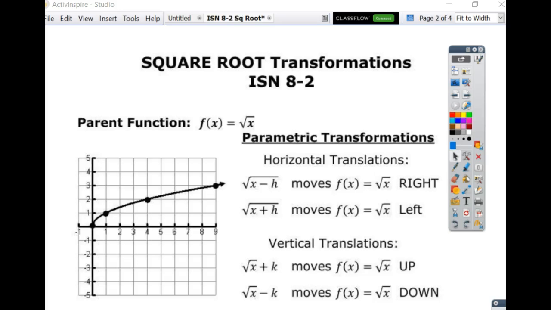Okay, so today we're going to talk about square root transformations. We like that because it's easy. Everybody's happy about this. We like transformations. We can do that with our eyes closed.